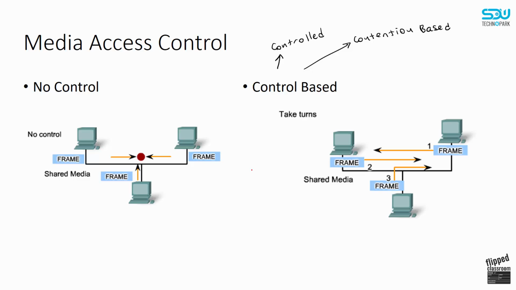Let's take a look at media access control. We can have two scenarios. In one we don't have any control. At this moment, any device will send information at any time, and there will be a lot of mistakes. It's like a crossroad without street lights. And we can have the control based approach, so that we somehow control the media access. So it consists of two parts: controlled and contention based.